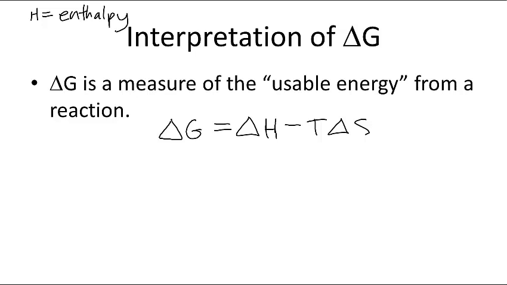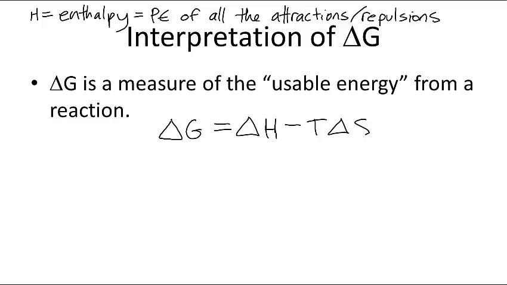Well, the total energy, but for us, the changes in H are going to be changes in which kind of energy? Heat, all right? It'll be heat given off or heat absorbed. And it's because of a change in potential energy of all the attractions and repulsions. So that's what H stood for.